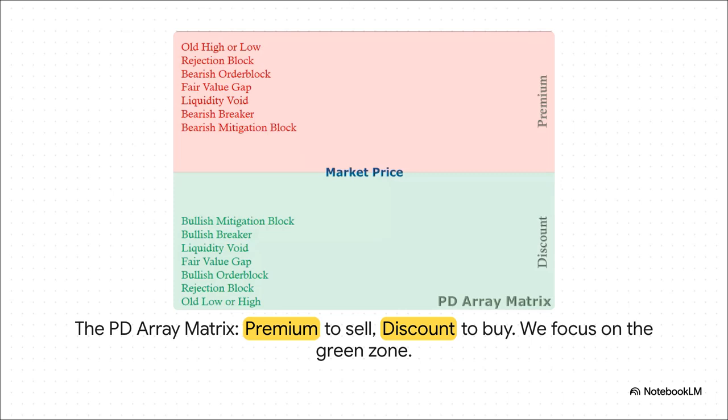So check this out. This is what it looks like in practice. Anything above that middle line, the equilibrium, is your premium territory. Everything below it is the discount territory. Now, these arrays are just specific price levels where big institutions are likely to do business. We're talking about things like bullish order blocks or fair value gaps. For our purposes, as swing traders looking to go long, our entire field of play is only in that bottom green half, period.